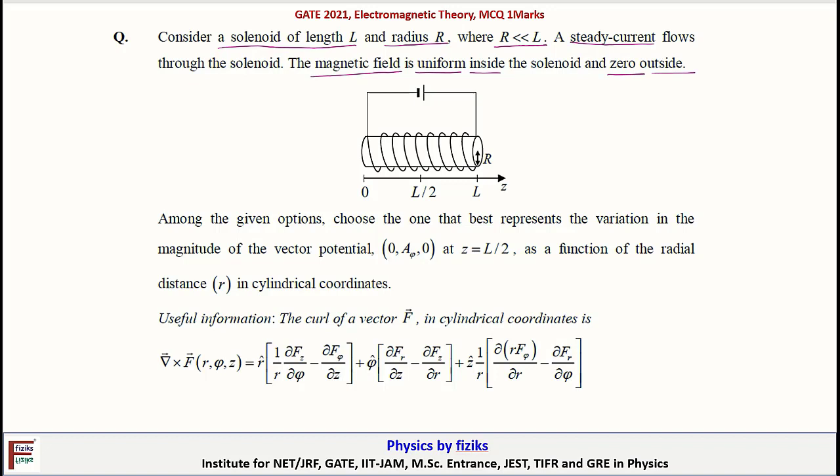And we have assumed that this solenoid's length is along this direction. This is Z, and it is connected with some battery. So current will be flowing in the phi cap direction. This is the direction of current.